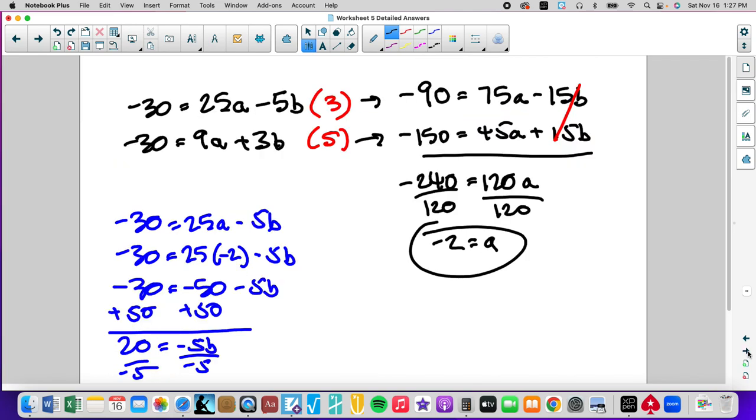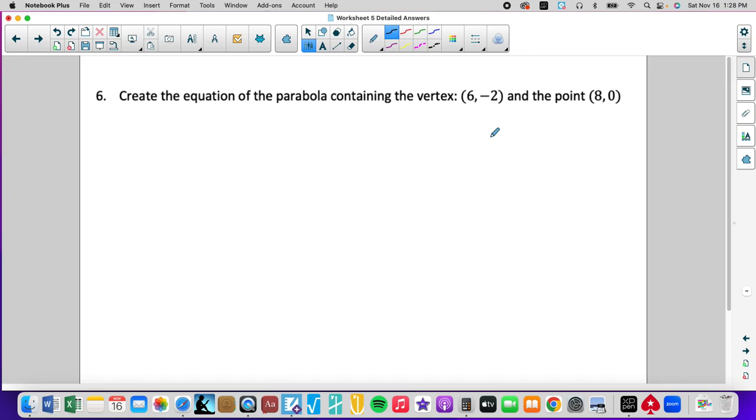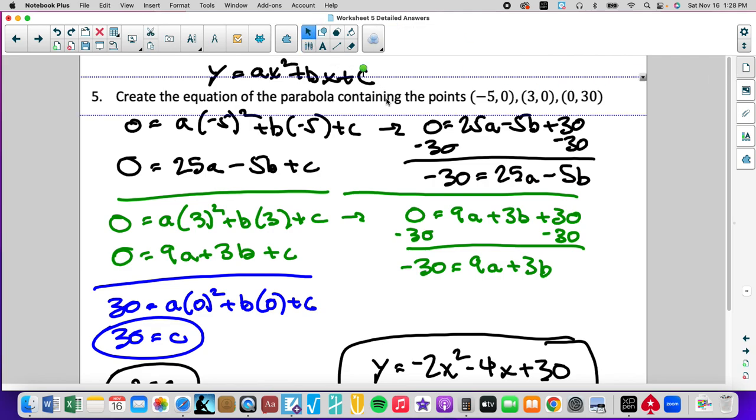Oh, okay. I see what they did. We were given the zeros. Here's our other technique. We were given the x-intercepts. So these are x-intercepts. Let's take this. Let's do that. Technique C.